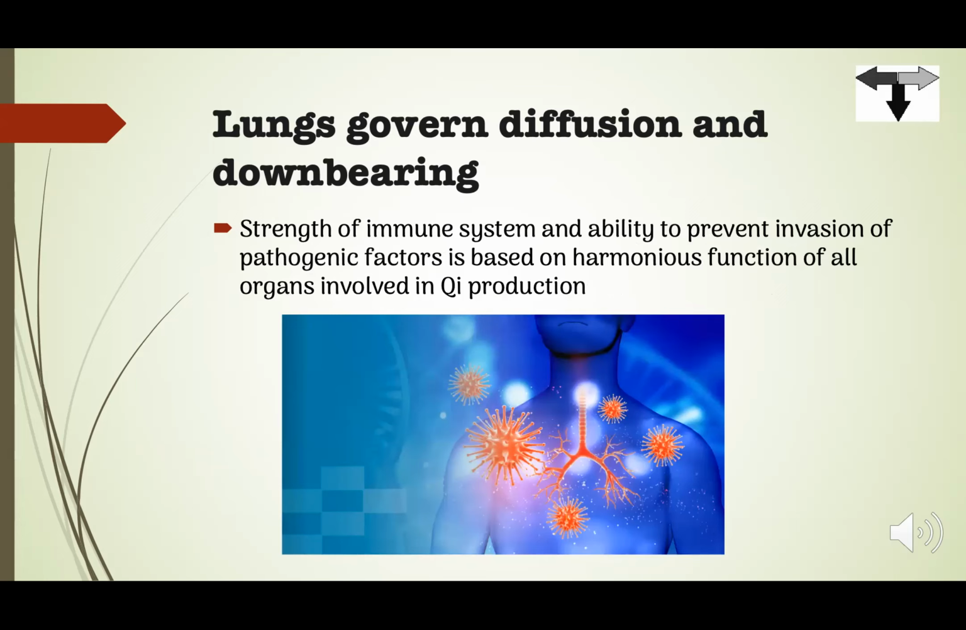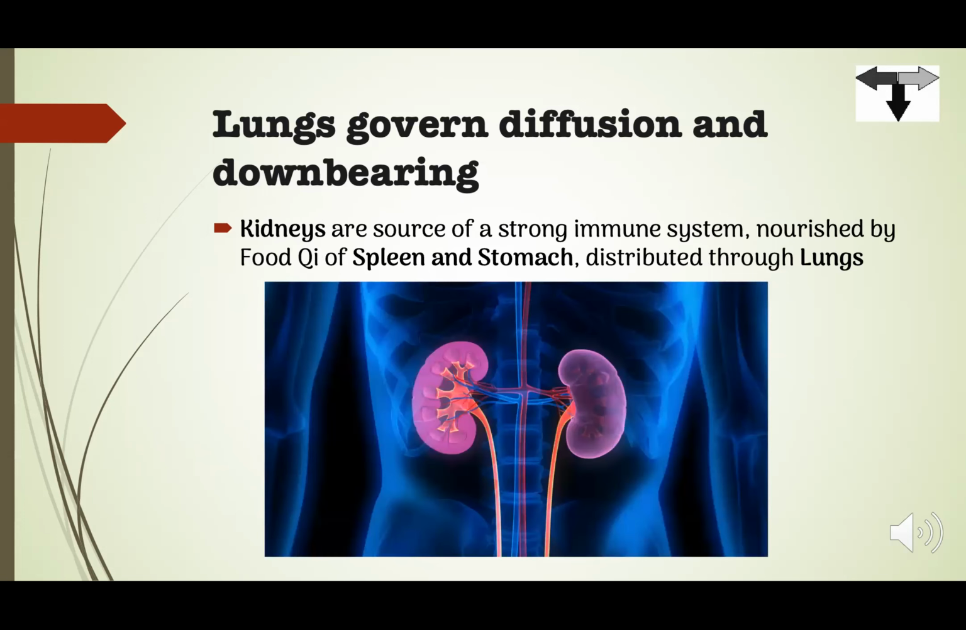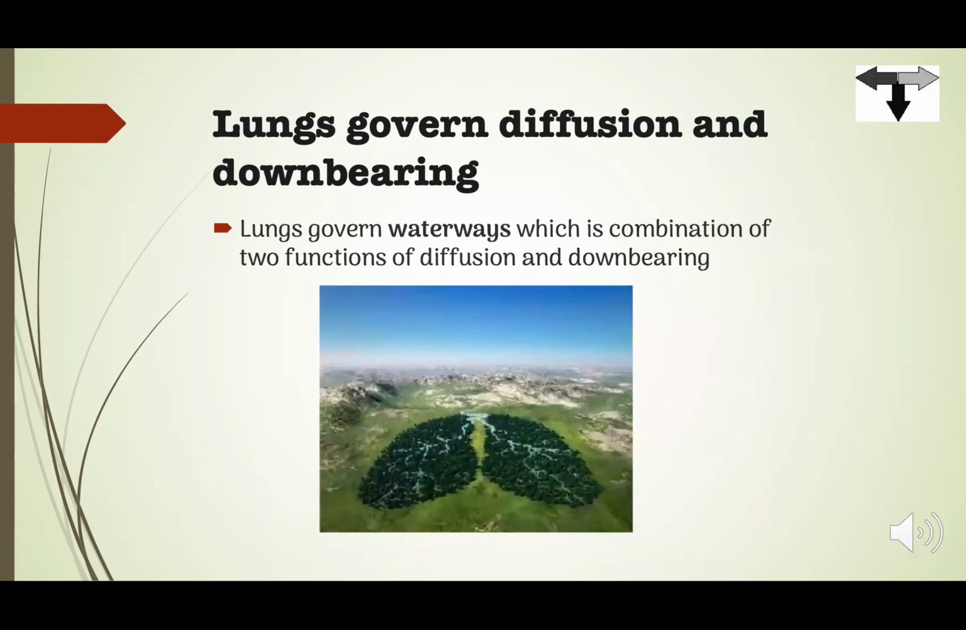The strength of the immune system and the ability to prevent invasion of pathogenic factors is based on harmonious functions of all involved in qi production. That's the lungs, the spleen, and the kidneys. Kidneys are the source of a strong immune system, nourished by qi of spleen and stomach, and distributed through the lungs.